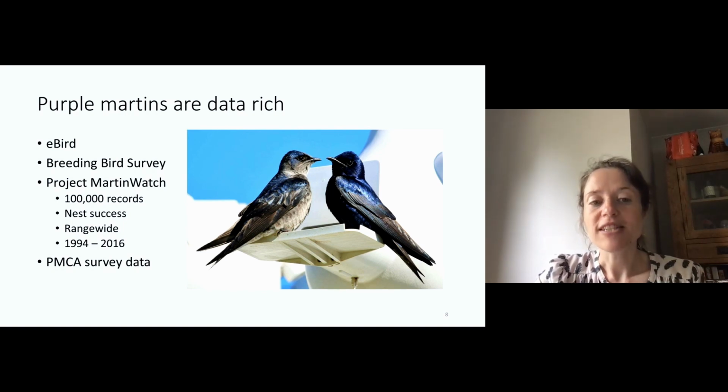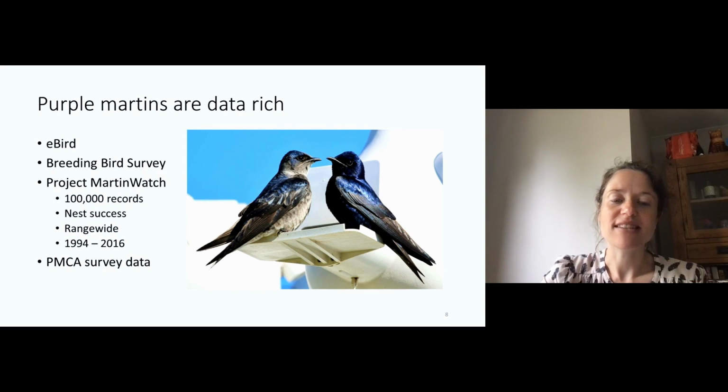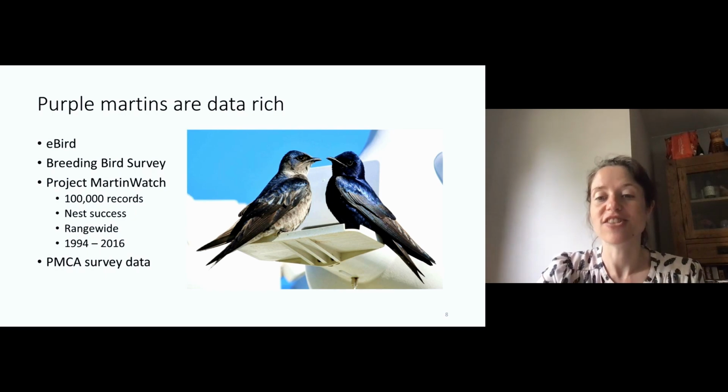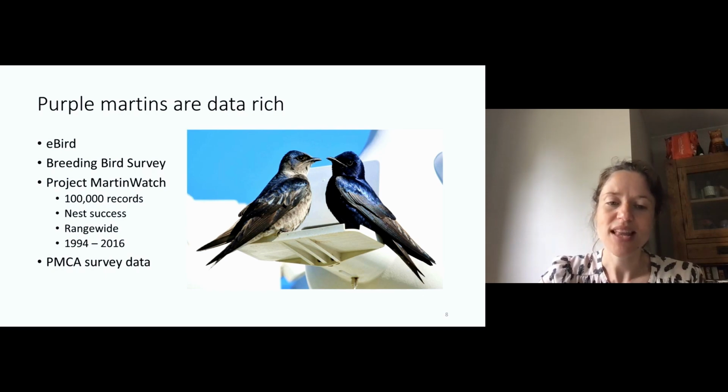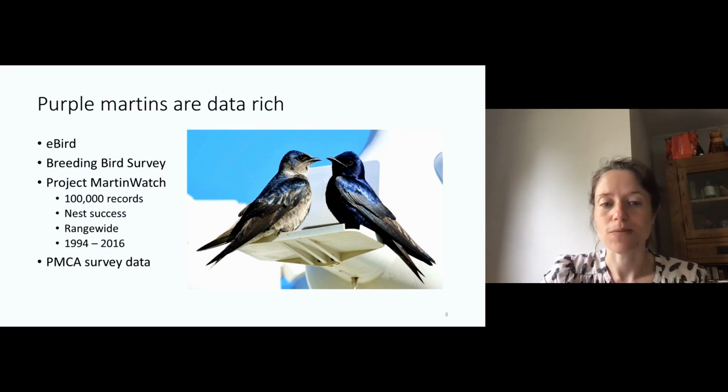But what makes Purple Martins unique is the data that we have through Project Martin Watch. This is a citizen science project which is run by the PMCA. Many of you may be a part of it. In the project, Purple Martin landlords submit records of how well their colony has done each year. So how many eggs, how many of them hatch, how many of them fledge. At the time that we used this, there were more than 100,000 records in that database across the eastern range of the Purple Martin's breeding region, starting in 1994.